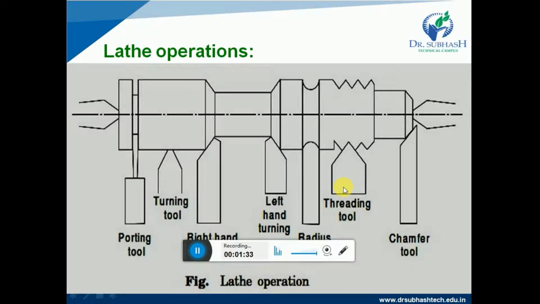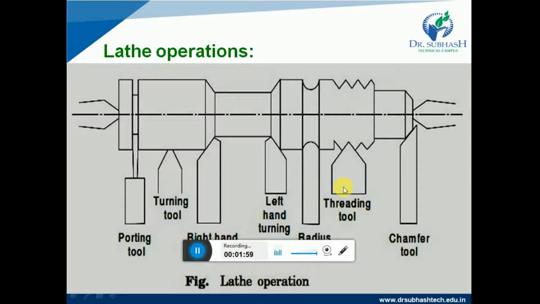First of all, centering. What is centering, and why do we use it? We use this operation for producing a conical hole in the face of the job to make the bearing support for the lathe center when the job is to be held between two centers. Which centers? Headstock and tailstock. That is centering. Then the facing operation on the lathe machine.